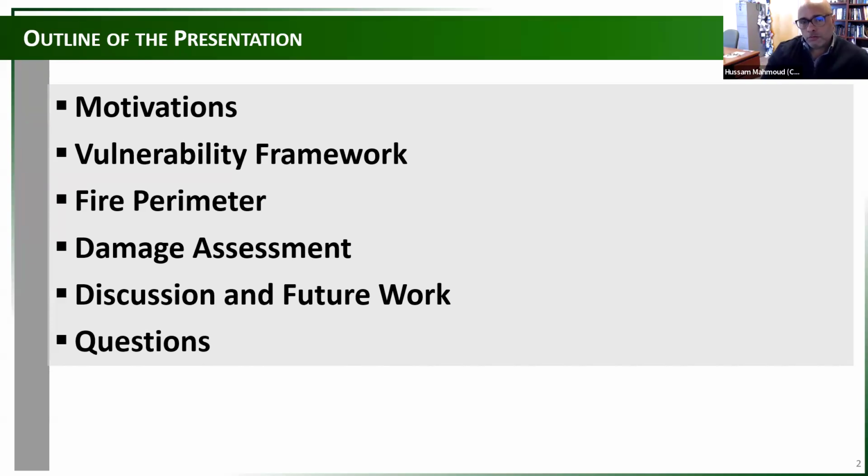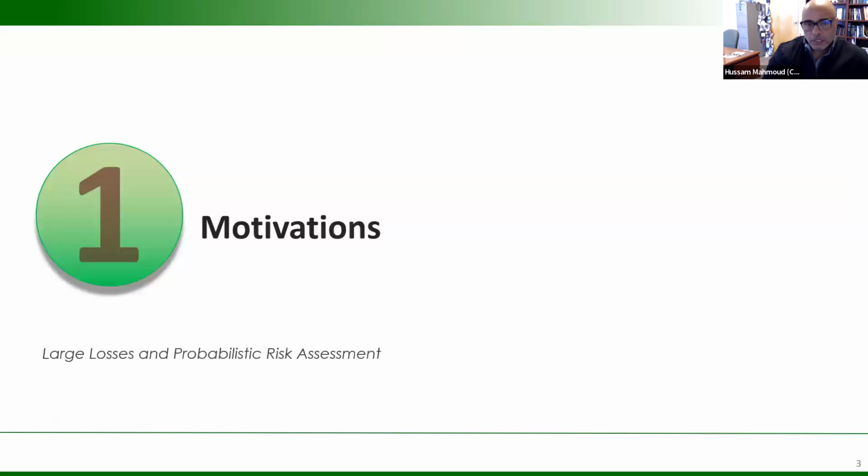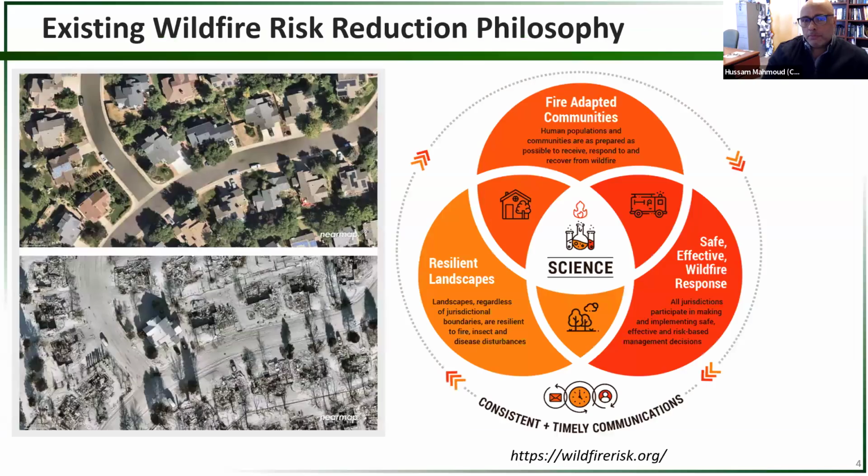But I want to show you the vulnerability framework at a very, very high level and show you what we can do with the analysis in terms of estimating the fire perimeter and estimating damage. And I'll highlight some issues related to future work that we've been thinking about. There's a lot more, of course, than what I'm showing in one slide, but just to get the conversation going.